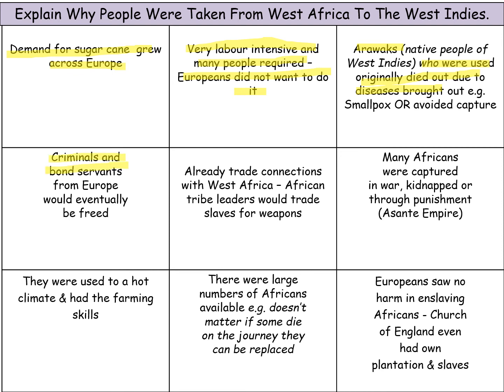Criminals and bond servants from Europe would eventually be freed, so they wouldn't last very long if they actually survived. Already trade connections with West Africa, and the African tribe leaders would trade slaves for weapons, so easy to get. Many Africans were captured, kidnapped, or were sent through punishment from the Ashanti Empire. They were used to a hot climate and had the farming skills. There were large numbers of Africans available, and the Europeans saw no harm in enslaving African people, and therefore it was okay to do it.